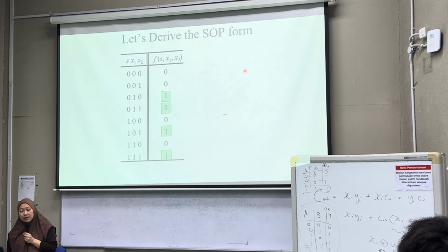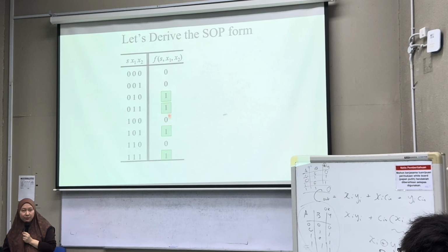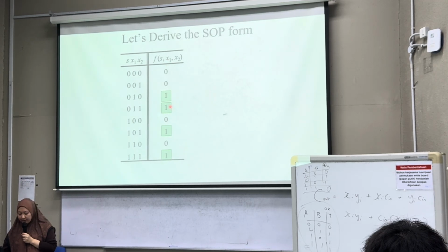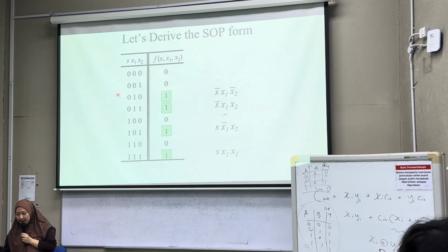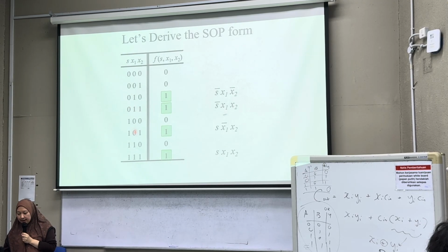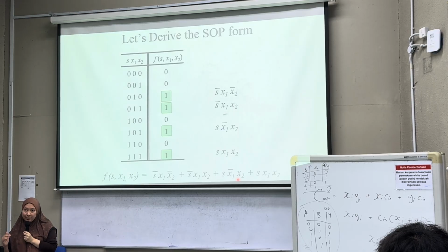Let's derive it. From this truth table you derive the SOP form, where the output is 1. So it's S bar X1 X2 bar, S bar X1 X2, S X1 bar X2, S X1 X2. This is when you have 1 at the output. From there, you get your SOP form, but you're not there yet.